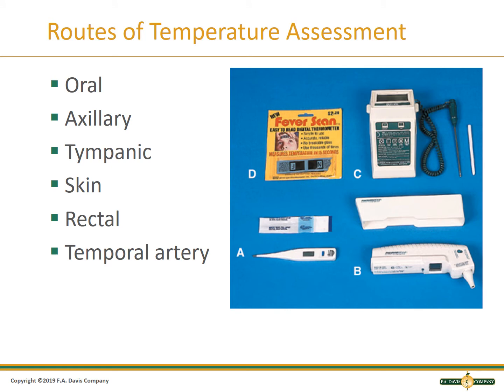So there's different routes of temperature assessment, of course. The core body temperature is the most correct, but you can take it orally, axillary, which means under the arm, tympanic, which means in the ear, skin, rectally, and also the temporal artery. But the rectal route is not the route that you really want to use just because of the risk of intestinal perforation. You don't want to put a hole in their intestine with that.